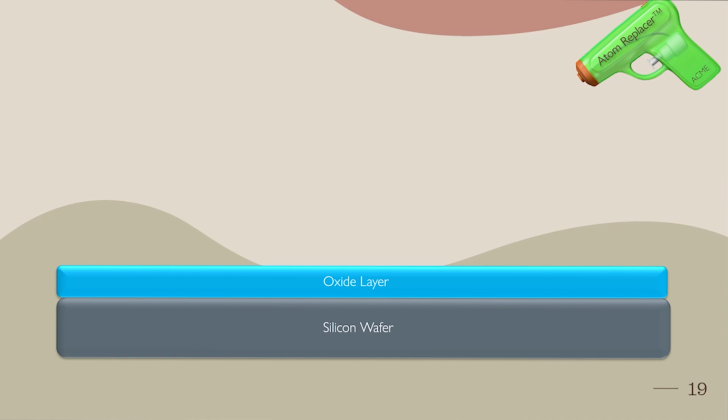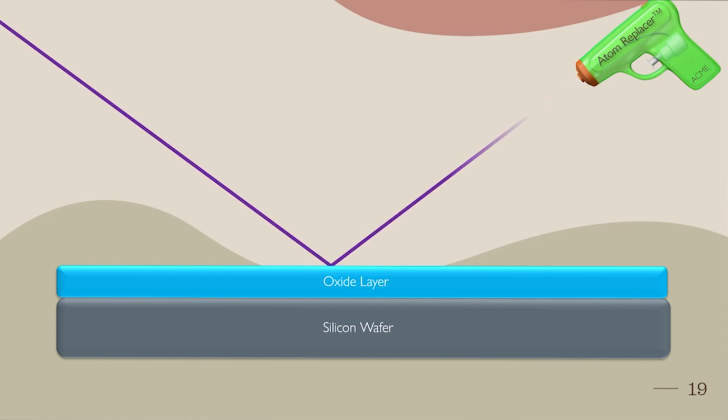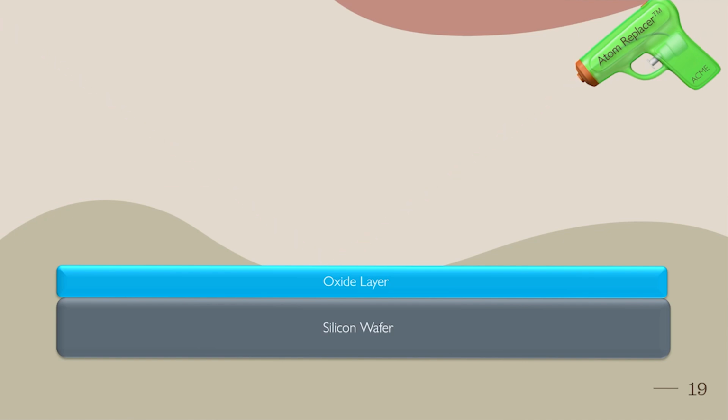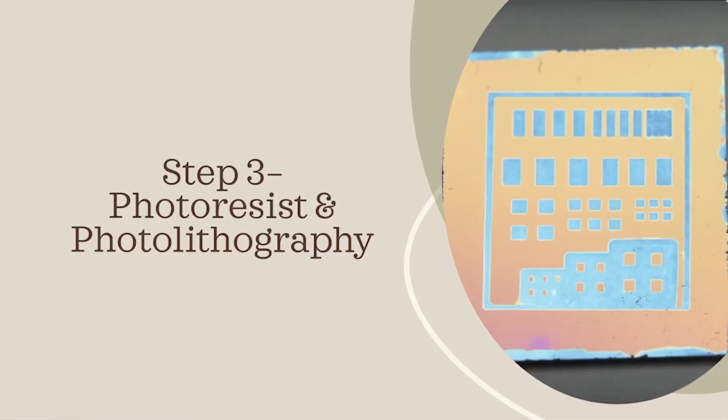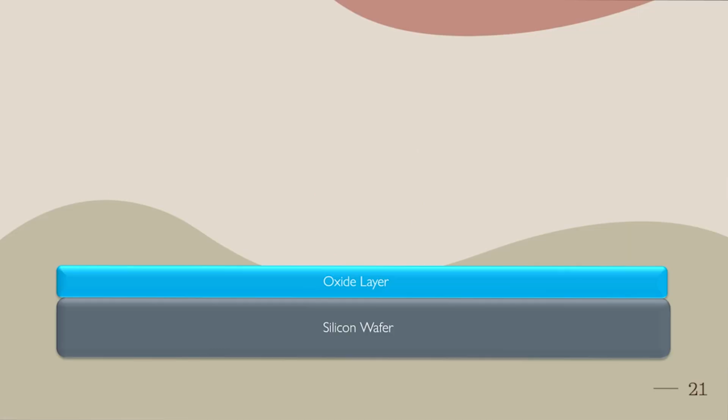And if we bring in our magical atom replacer, we find that it's now protected. Yay! Problem is that we want part of this to be changed, because we do need to alter some of it so that part of the area can be made conductive. So how do we do that? We need another layer called photoresist and photolithography.